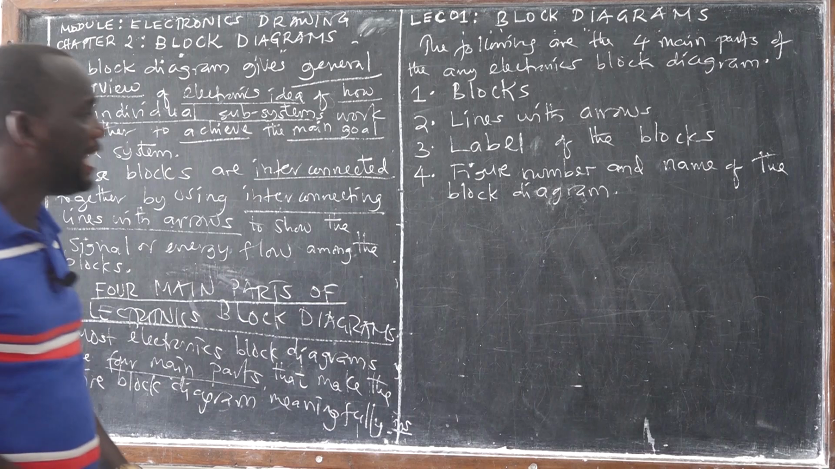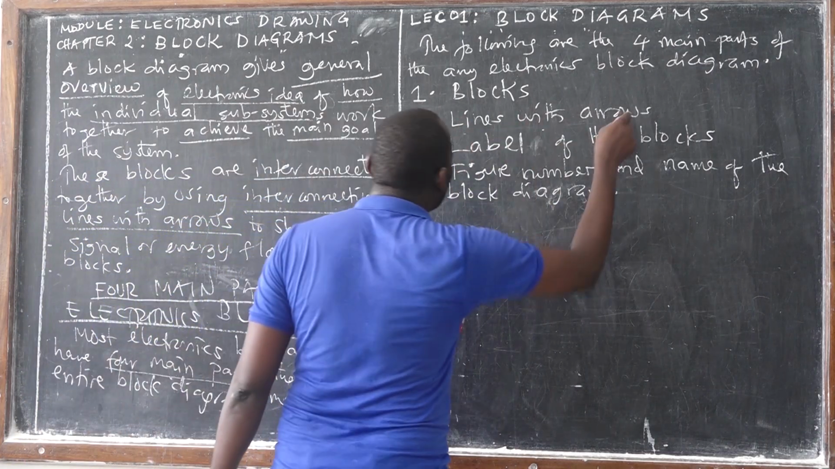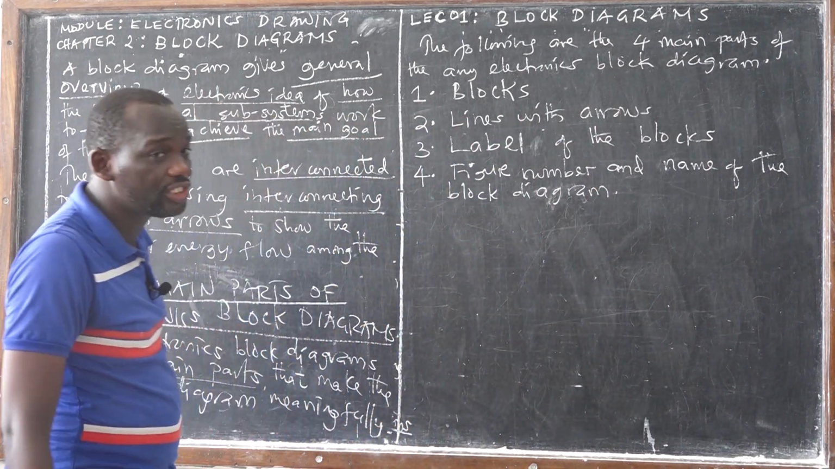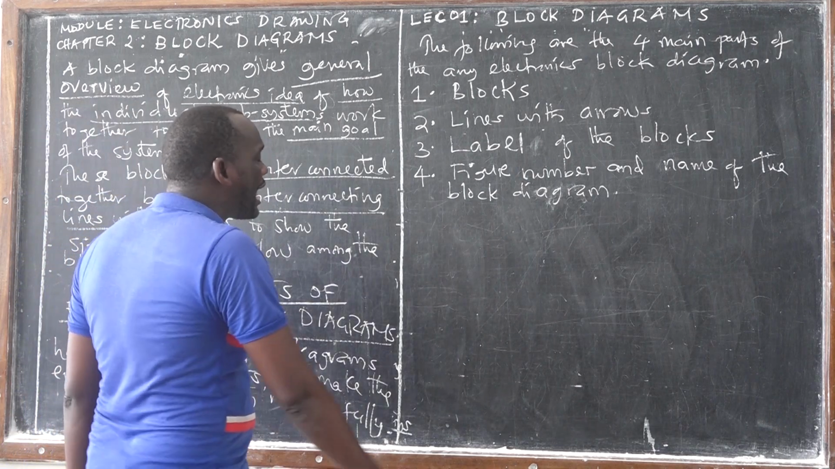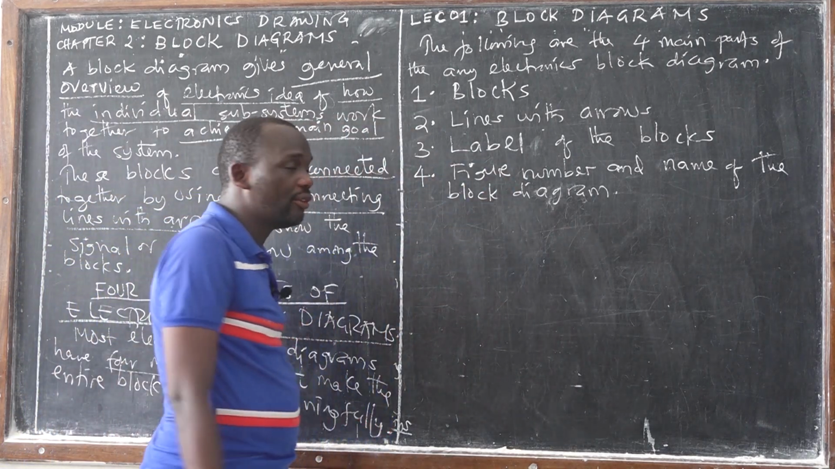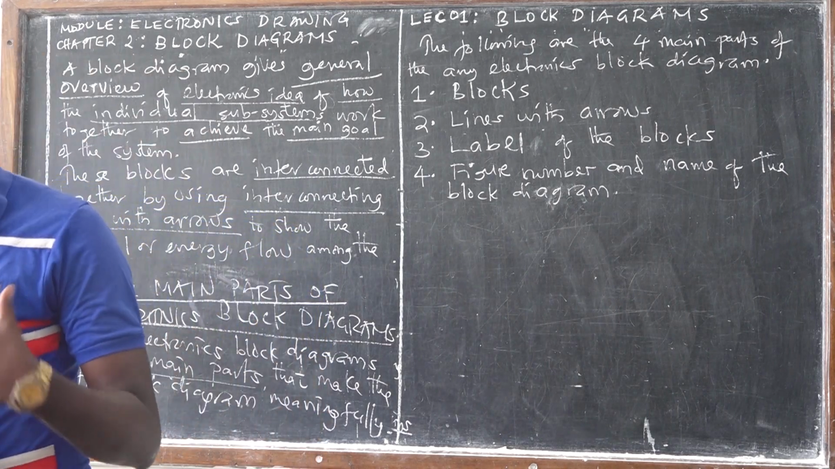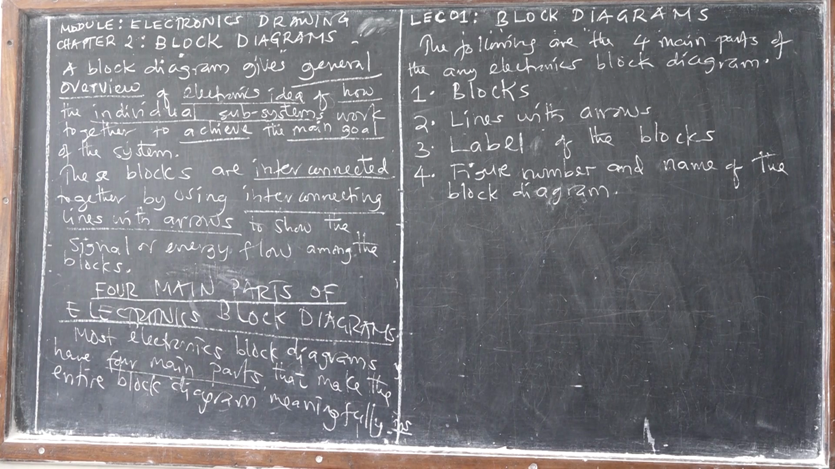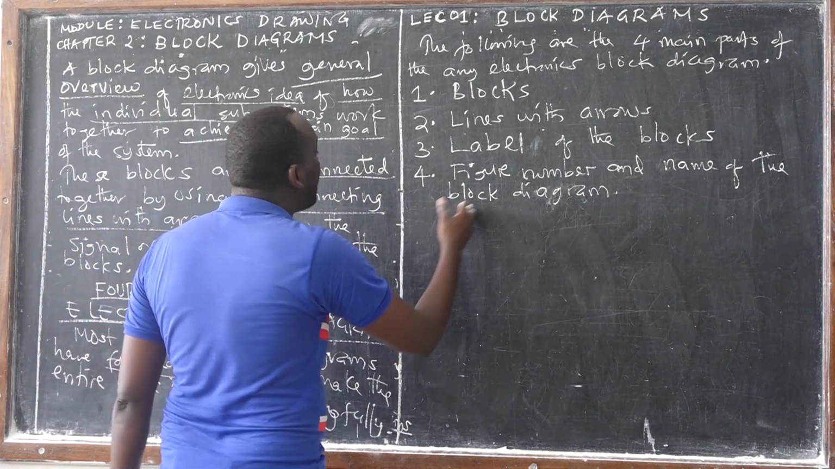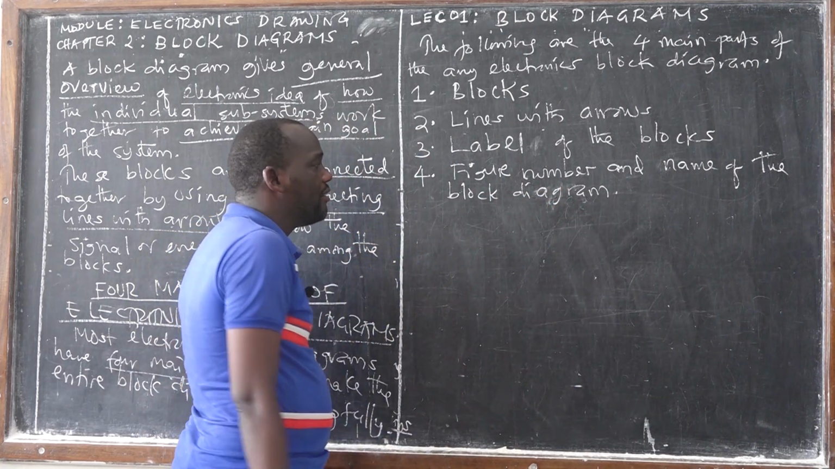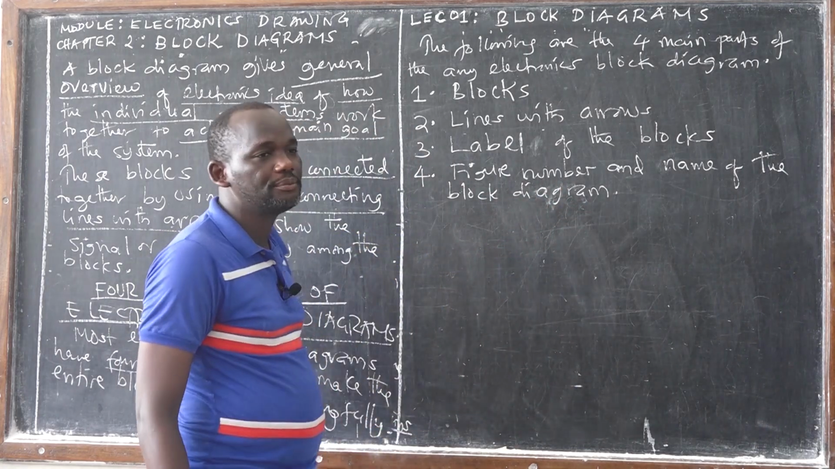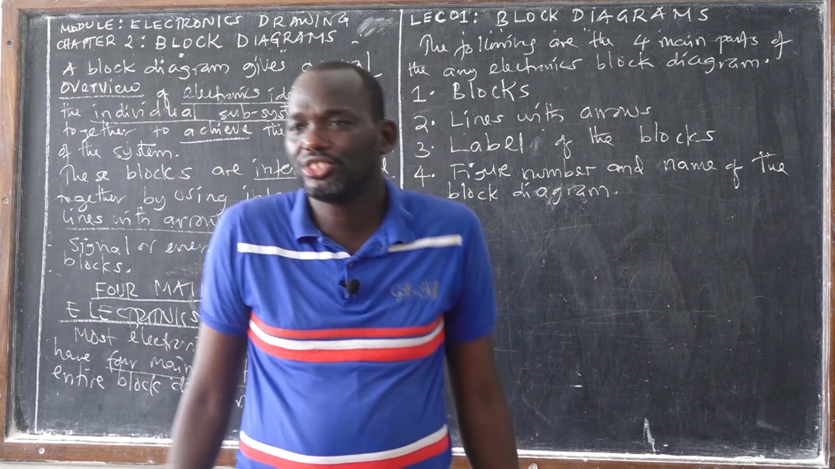Okay? Any block diagram should have lines with what? And any block diagram should have what? Label. Label is actually the name of the block. It's not the name of the block diagram, it's the name of the particular block. Then any block diagram should have a figure number and the name of the block diagram. That's all. You see how simple it is?